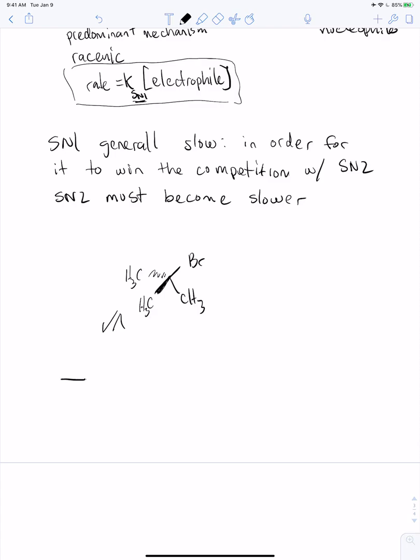Just because carbocations generally don't like to form. They're very high energy species. So this is going to take a while.